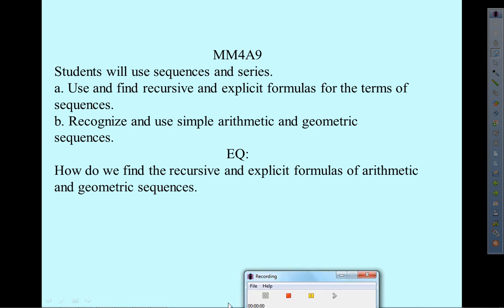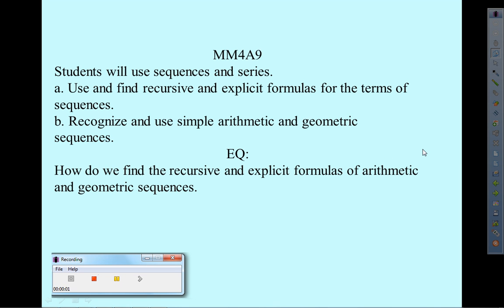Alright, in this video or lesson, we're going to start out by continuing our discussion on sequences and series. We're going to look at our standards here. We have MM4A9, which is use and find recursive and explicit formulas for the terms of a sequence. And we're going to recognize and use simple arithmetic and geometric sequences. More specifically, in this video, we're going to look at geometric. You can refer to another video on arithmetic.